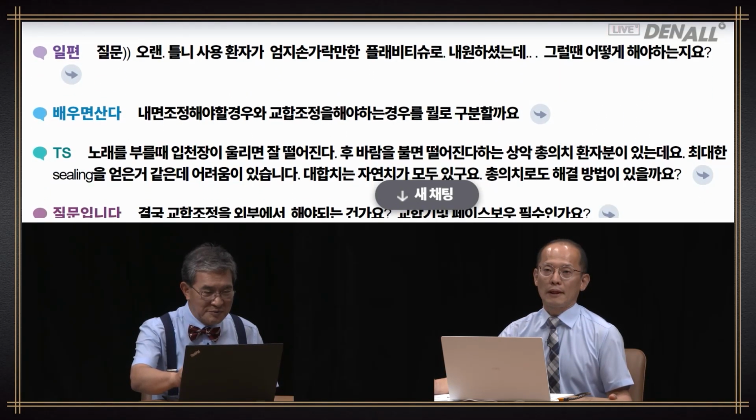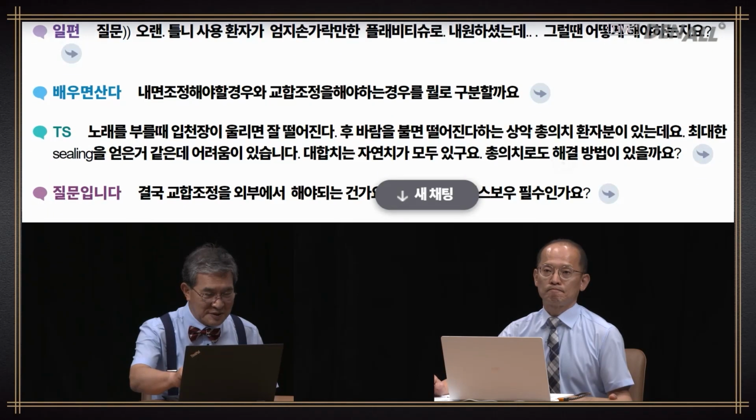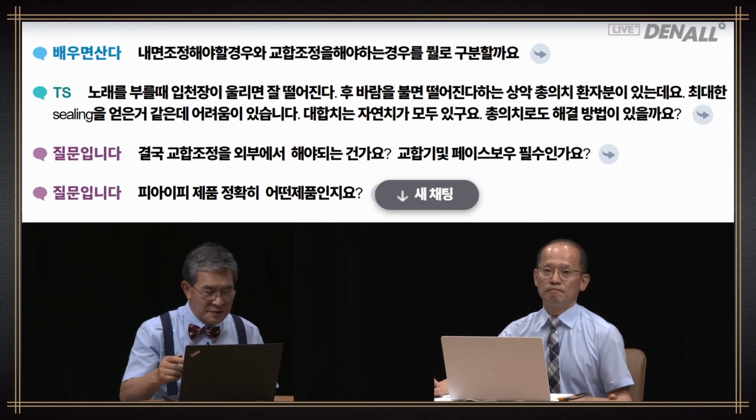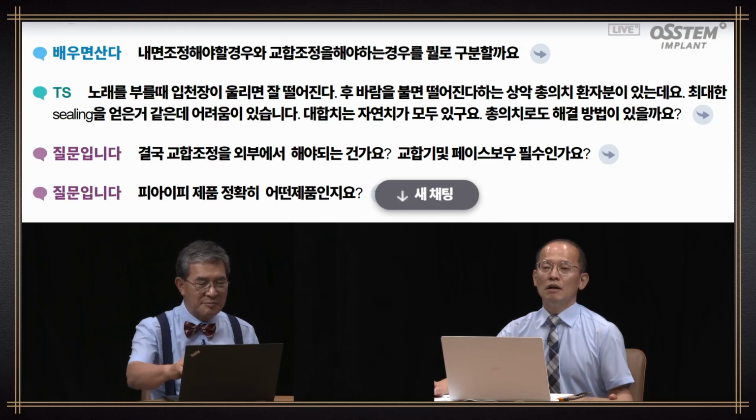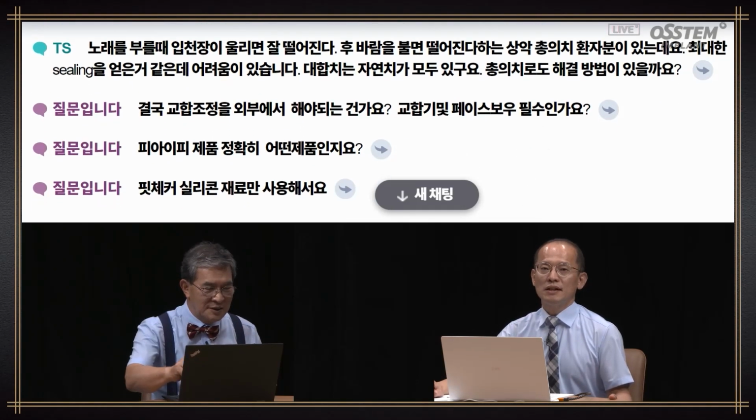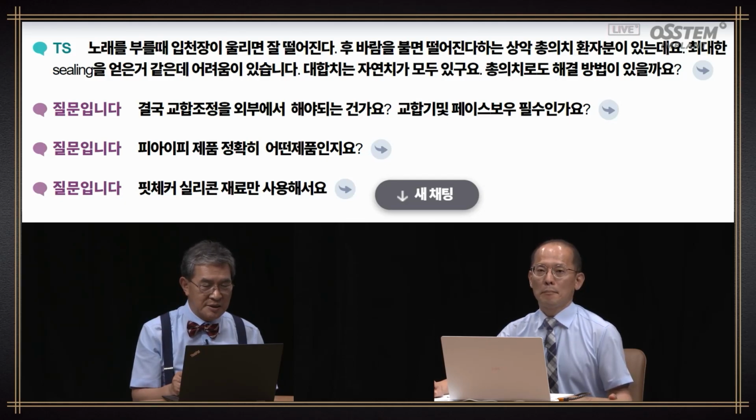So the flabby tissue issue has already been mentioned. And then the next question, for internal adjustment and for occlusal adjustment, how do you differentiate between the two? How do you know which one to do? You look for the hidden slide.